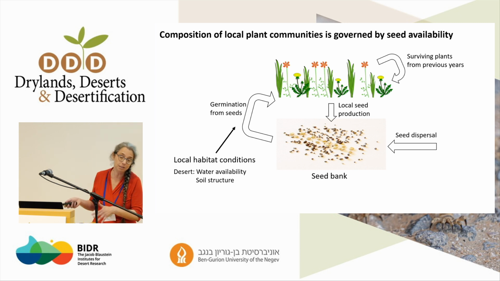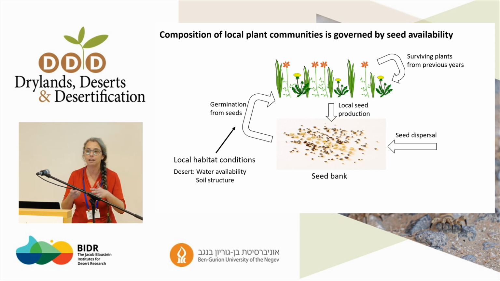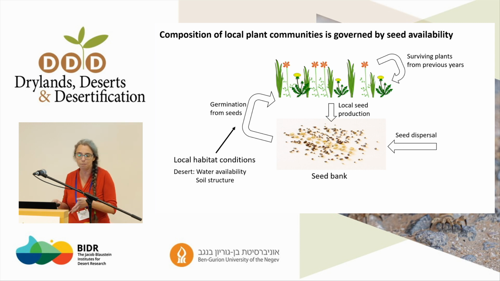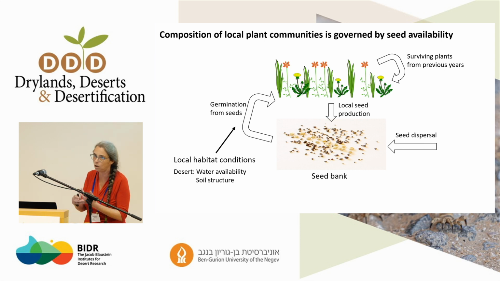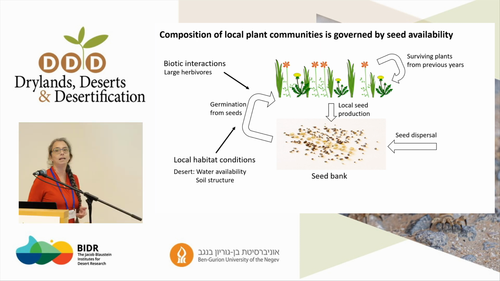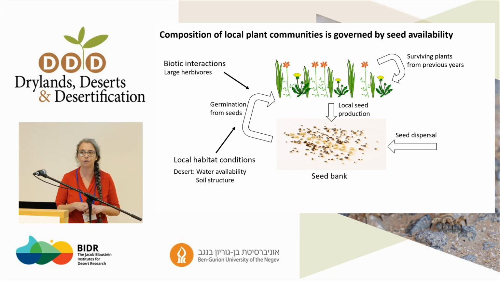First of all is the abiotic conditions that are there, and we are talking locally in this area. So when we are talking about desert, we are mainly talking about water availability, soil structure, things like that. And we are also looking at the biotic interaction, and since this is what I promised in the title, we are mainly going to look at large herbivores and their effect.